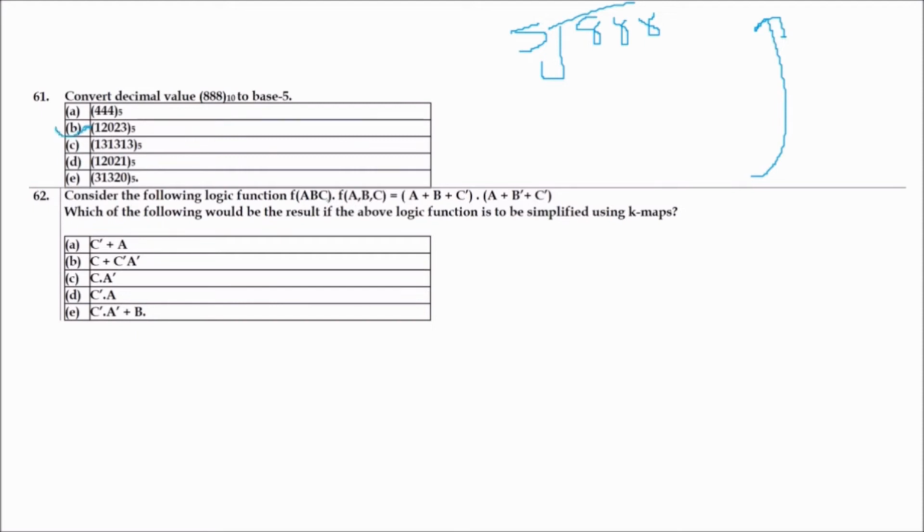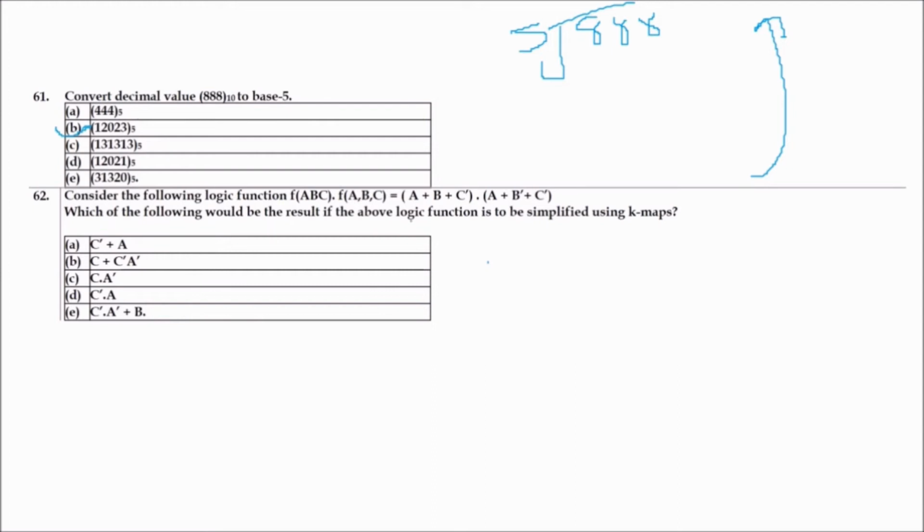Consider the following logic function, F(A, B, C), which is equal to (A + B + C') · (A + B'C'). Which of the following would be the result of the above logic function when simplified using K-maps? What will be the answer? I'll give you the direct answer. You can just make this combination and tell me what the answer will be. Or you can easily perform it also if you want. So I hope you will do it by yourself or by using a K-map.